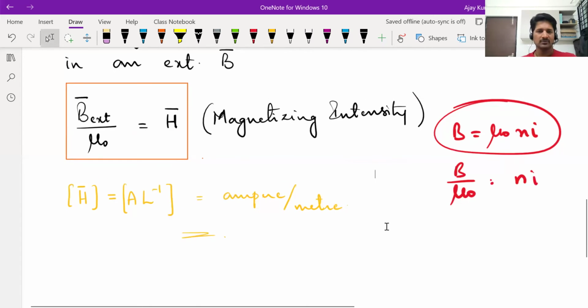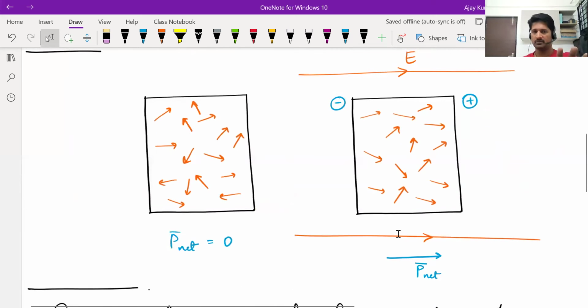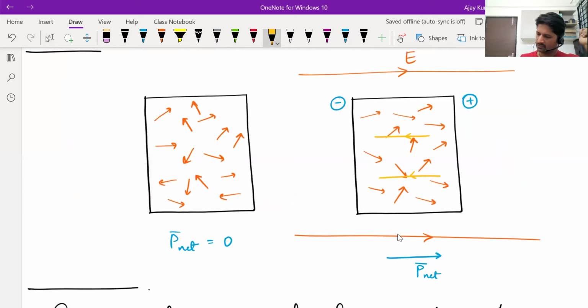Now what happens when you apply an external field? An internal field gets developed. We have not talked about magnets yet, but you can see what happens in the dipoles. The dipoles all get aligned in a particular direction. When we talked about dielectrics, we discussed this. There is an internal field which gets developed, and in electrostatics, the internal field opposes the external field. The strength of this internal field depends on the material, but it depends on the alignment as well.